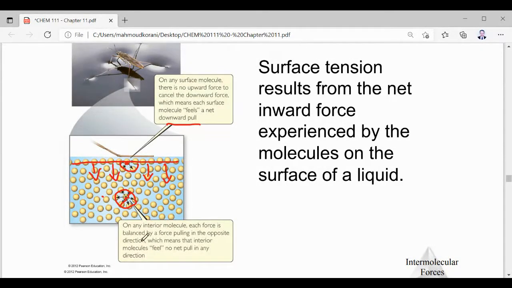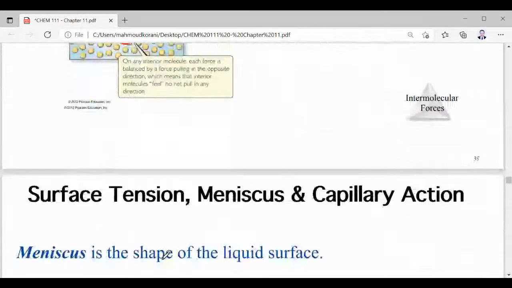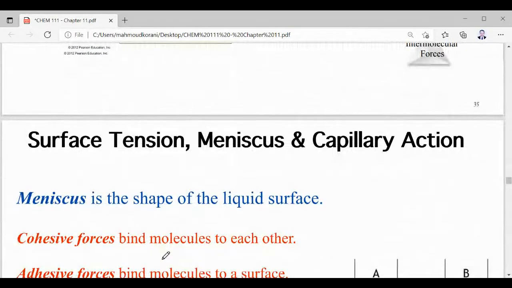While on any interior molecule, or any molecule in the bulk, each force is balanced by a force pulling in the opposite direction, which means that interior molecules feel no net pull in any direction. That's what we call surface tension, which is responsible for many properties that I'm going to discuss.